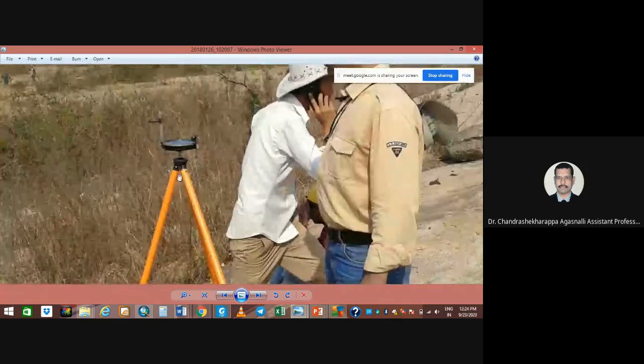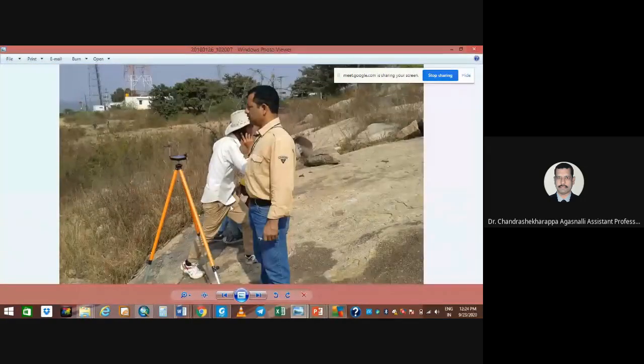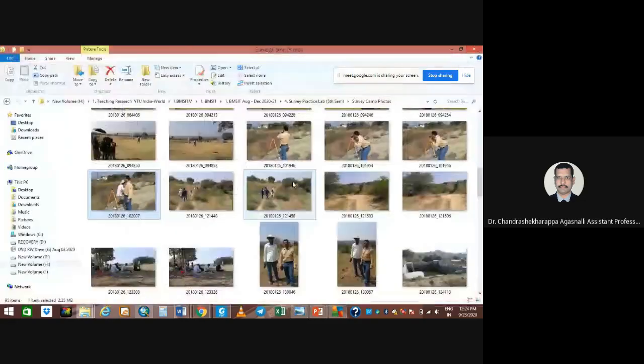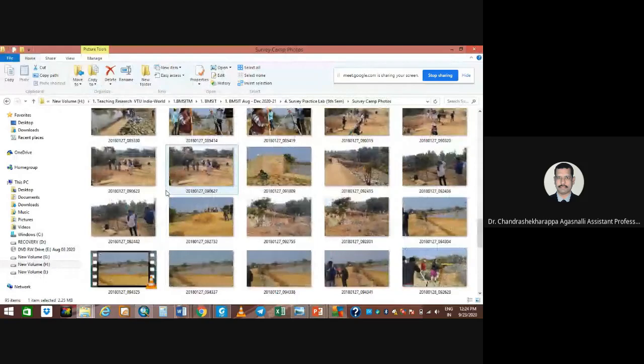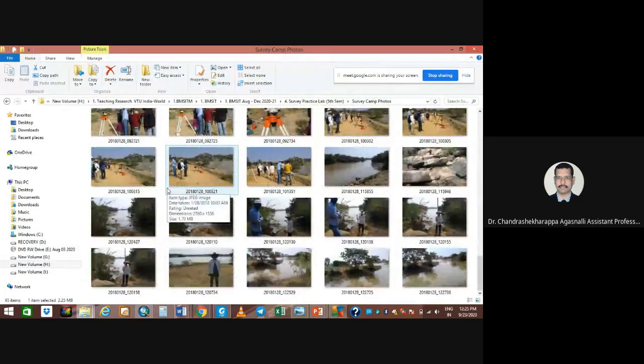And the tripod should be fixed at a proper position, so that your instrument is not spoiled or damaged. That is not going to happen there.